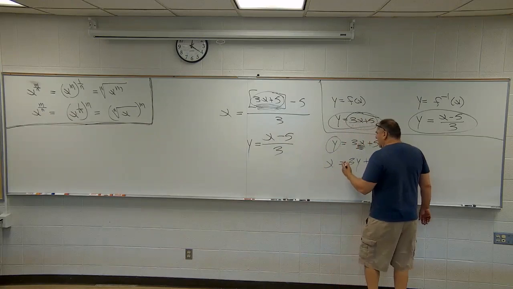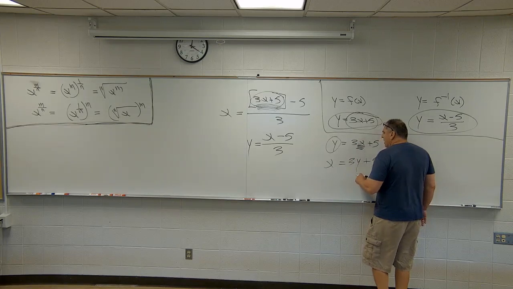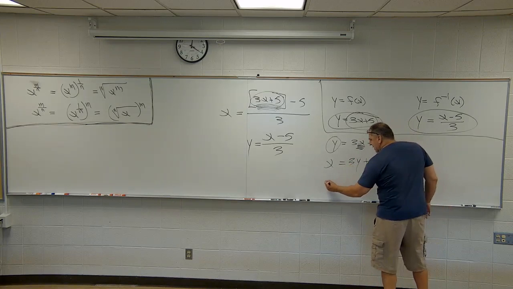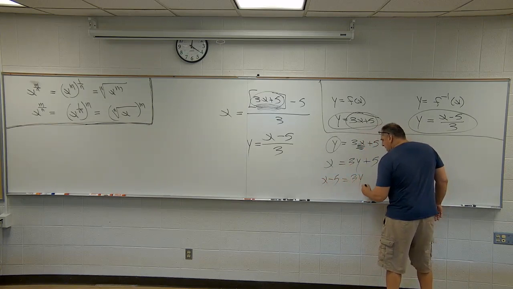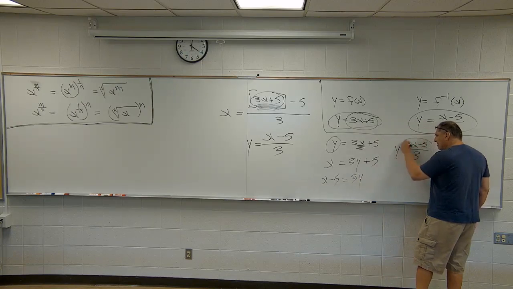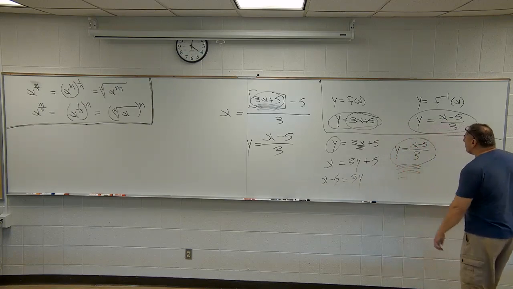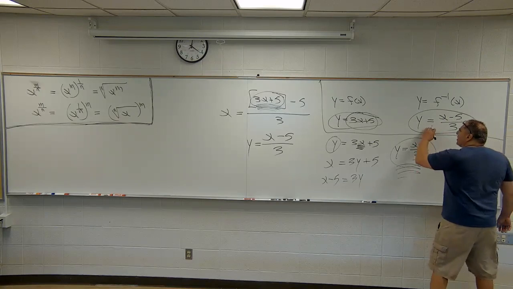Here's y equals 3x plus 5. Wherever you see a y, put an x. Wherever you see an x, put a y. Subtract 5 on each side. Divide by 3 on each side. y equals (x minus 5) over 3. These are inverse functions of one another.